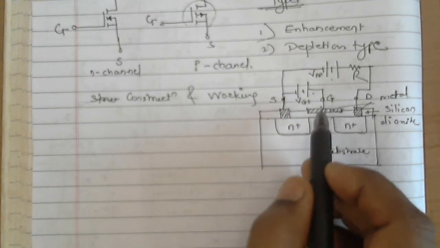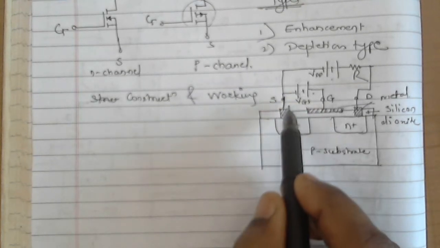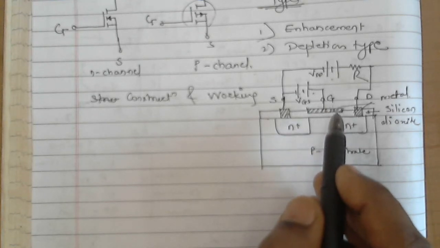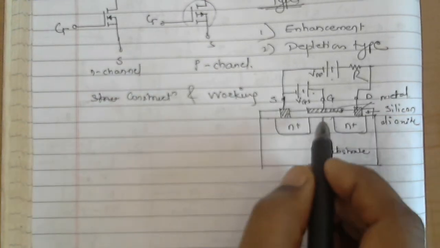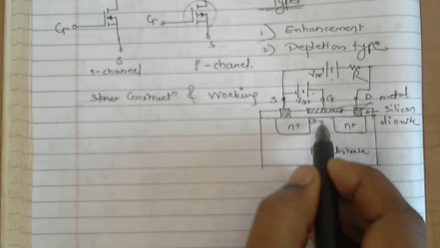Now what happens when you apply the voltage here, meaning the gate is made positive with respect to the source? What exactly happens? It induces a negative charge on the P substrate.